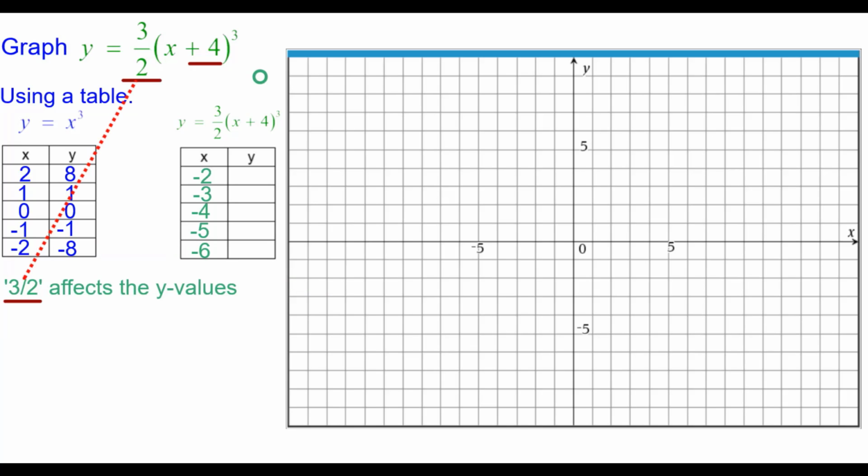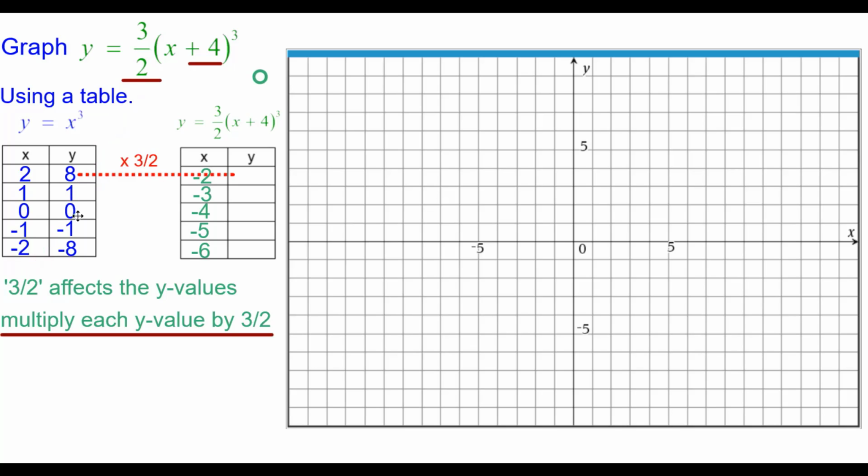The 3/2 affects the y values. We need to multiply each y value by 3/2. So starting with 8, 8 times 3/2 would be 24/2, which is 12. So we'll plot -2, 12.